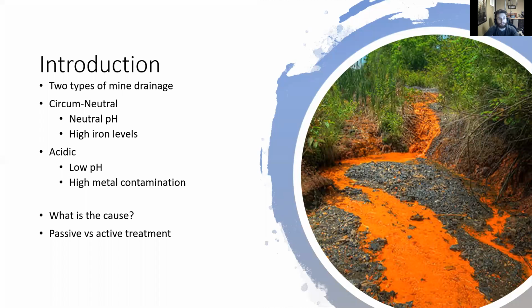Now, there's actually two kinds of mine drainage. There is circum-neutral mine drainage, which is characterized by having a neutral pH and has high iron levels. And then there is acidic mine drainage, which has a low pH and high metal contamination.